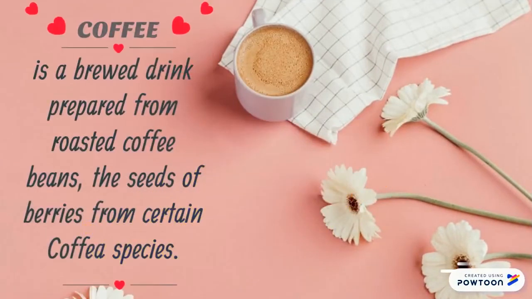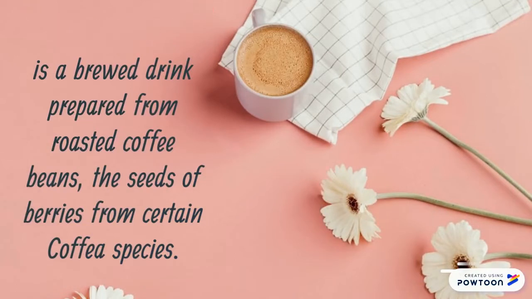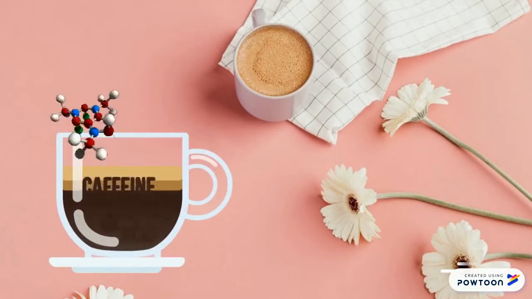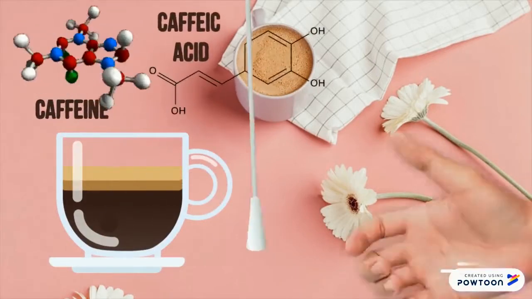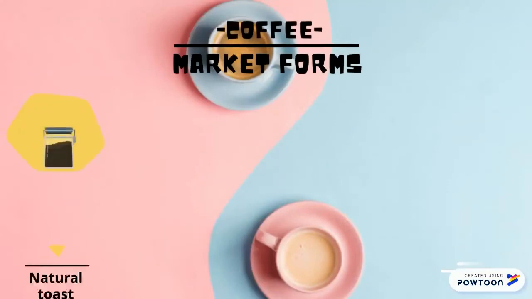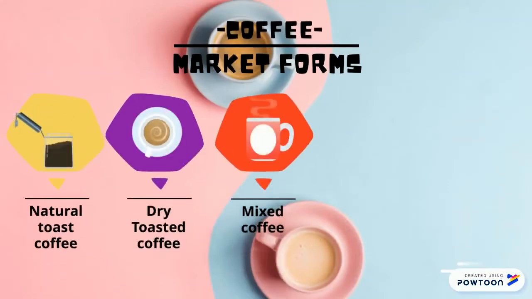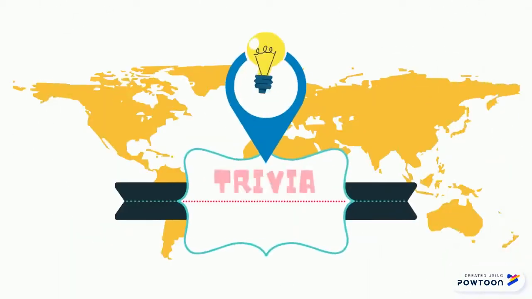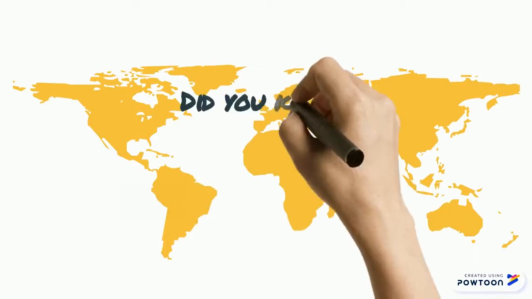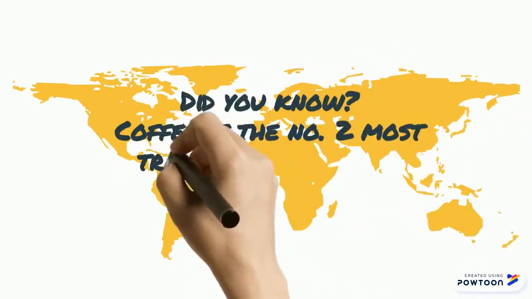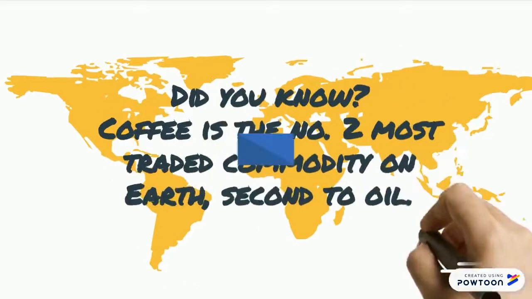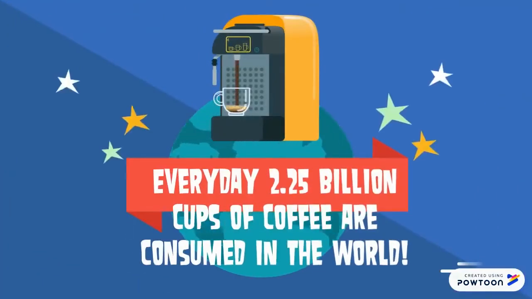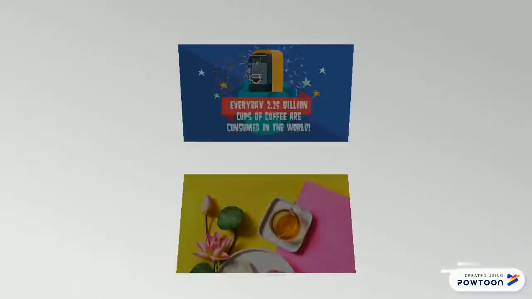Coffee is a brewed drink prepared from roasted coffee beans, the seeds of berries from certain coffea species. Main stimulants of coffee are caffeine and caffeic acid. Market forms of coffee include natural toast, dry toasted, mixed, decaffeinated, and instant coffee. Did you know that coffee is the number 2 most traded commodity on earth, second to oil? Every day, 2.25 billion cups of coffee are consumed in the world.